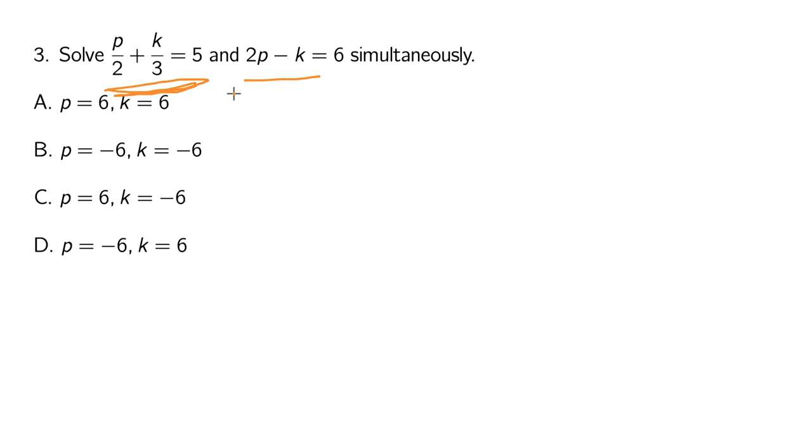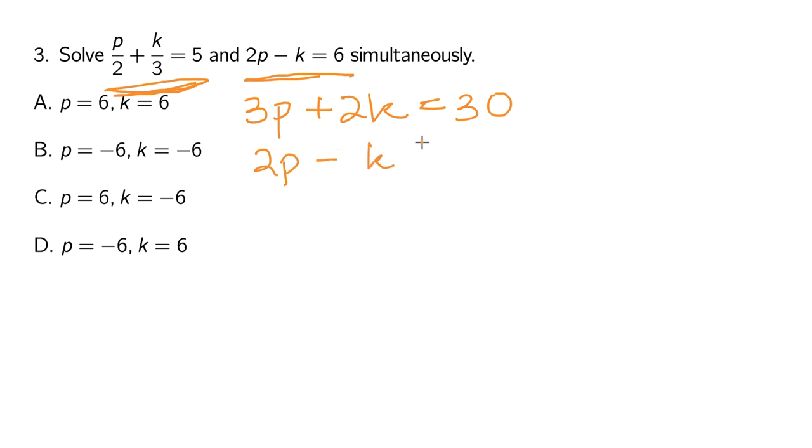6 times p over 2 now becomes 3p. And then we have 6 times k over 3. That becomes 2k. And then 6 times 5, that's 30. And then this equation, we just use it unchanged. So we have 2p minus k equals 6. So these are the two equations. We can number them. Call this equation 1, call this equation 2.